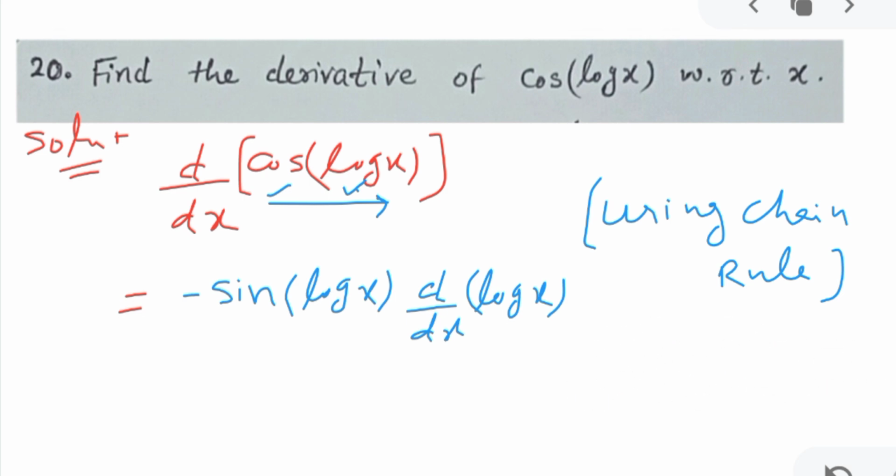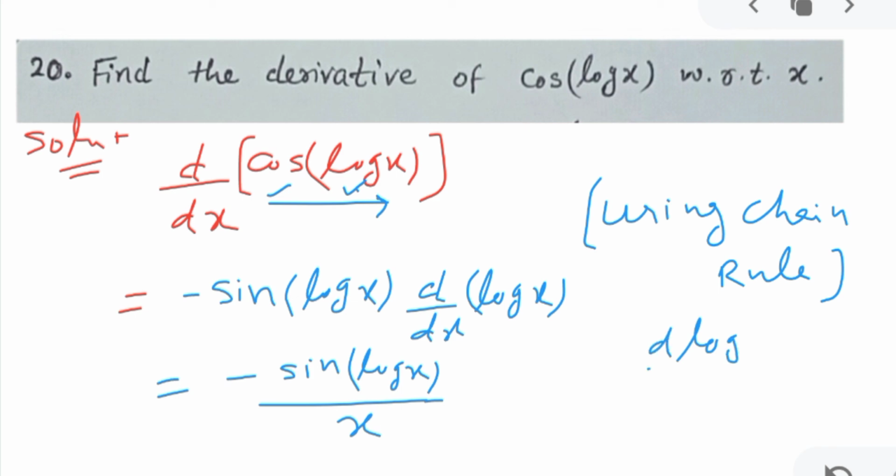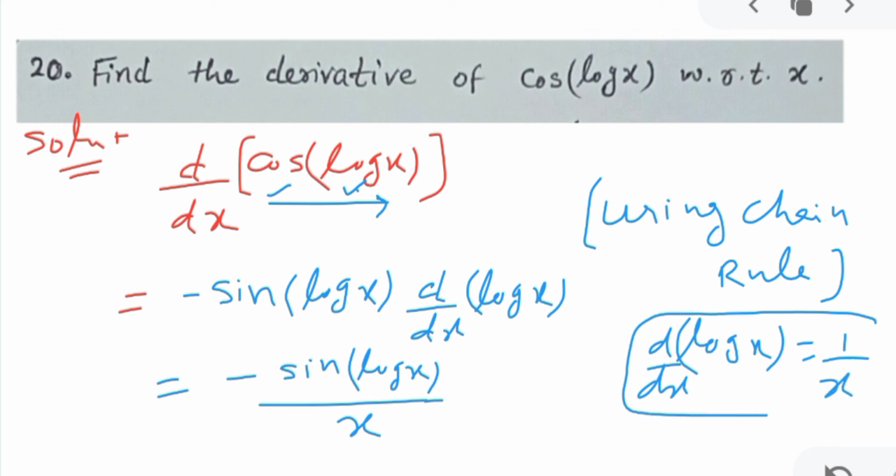Now you know the derivative of log x is nothing but 1 upon x. So I can write minus sine of log x multiplied by the derivative of log x, which is 1 upon x. This formula you have to remember, these are the basic formulas. Derivative of log x is 1 upon x. So using this, I will write in the numerator minus sine log of x divided by x. This will be our answer. I hope you understood this.